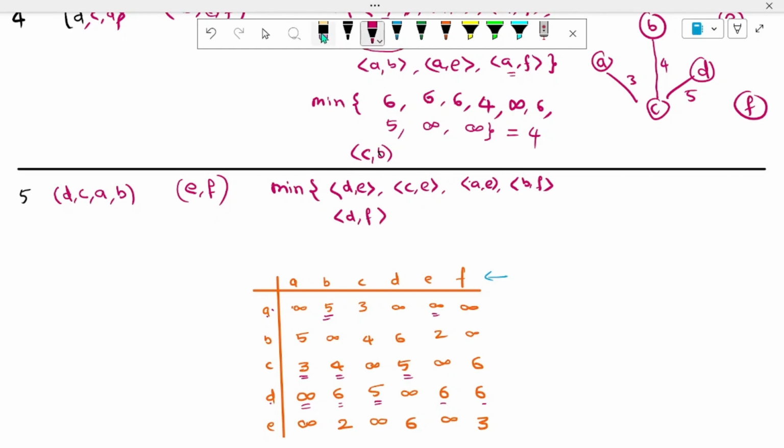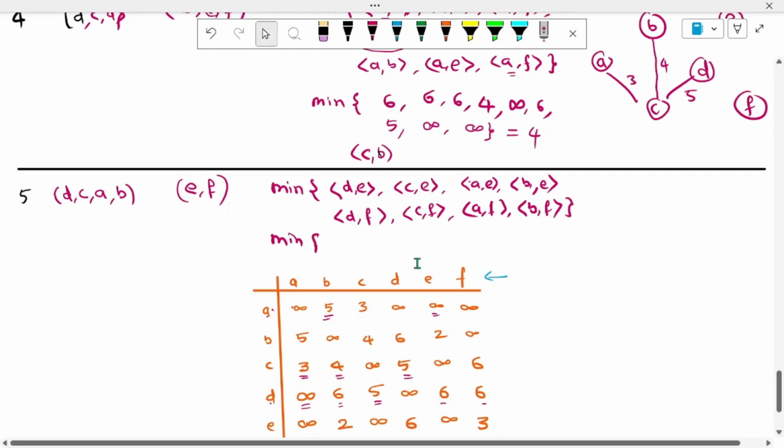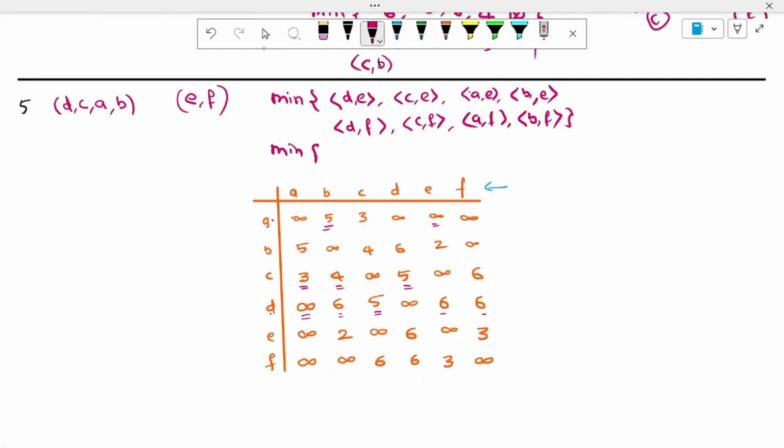Sorry, let me organize it correctly. It should be BE, and then DF, CF, AF, and then BF. Okay, and so minimum of, you can get all the values from here only. That's why I have brought it here.